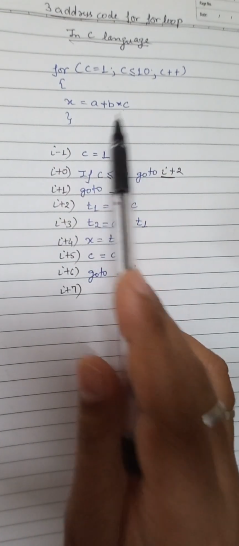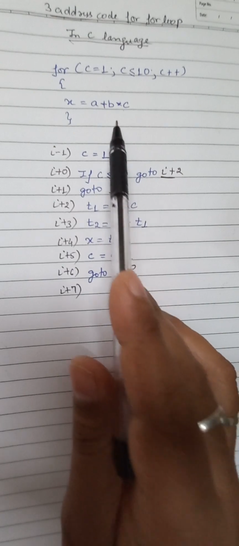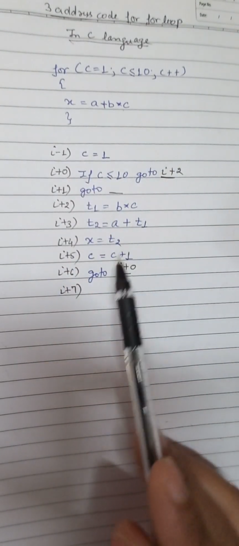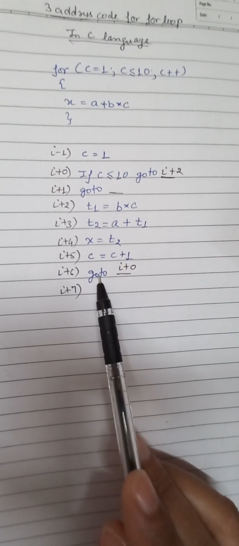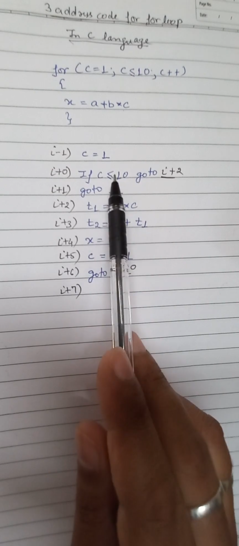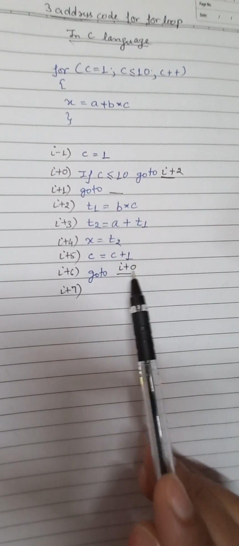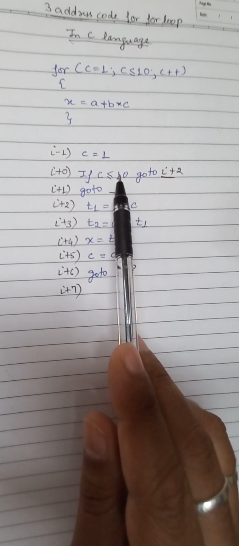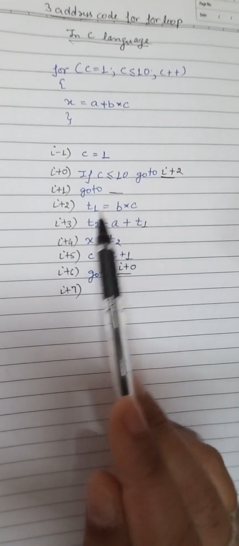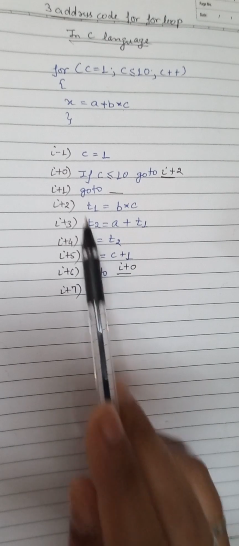Then all the calculation has been done: B into C, A plus B into C. Then after that we have assigned this value to X. Then after that we have to increment by 1. So we have C is equal to C plus 1, and go to where? If all these conditions are true and we have incremented the C value, then again we have to cross check that this condition is true or not. So we are going to I plus 0. And if this condition is true, then again we have to calculate all these values. So again we have to go to I plus 2. Like this it will go.